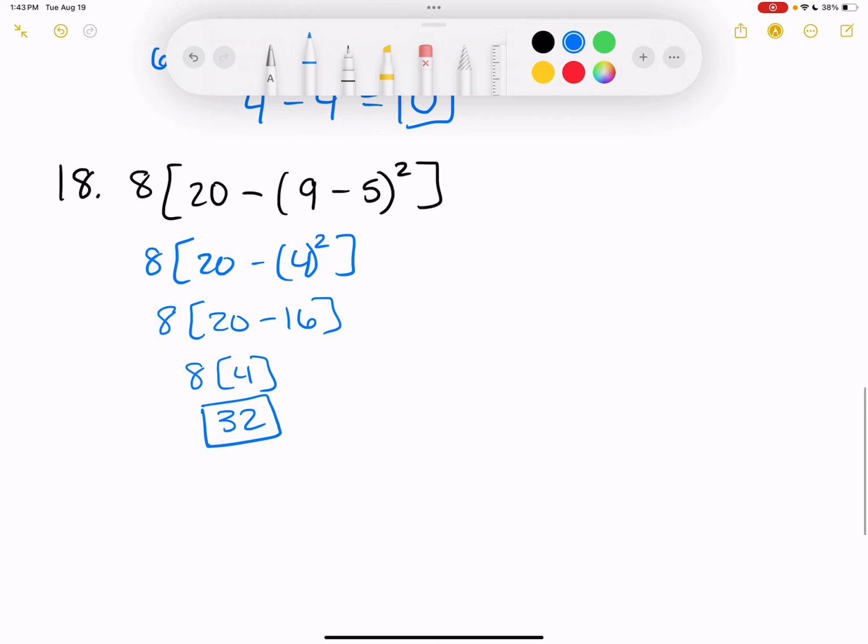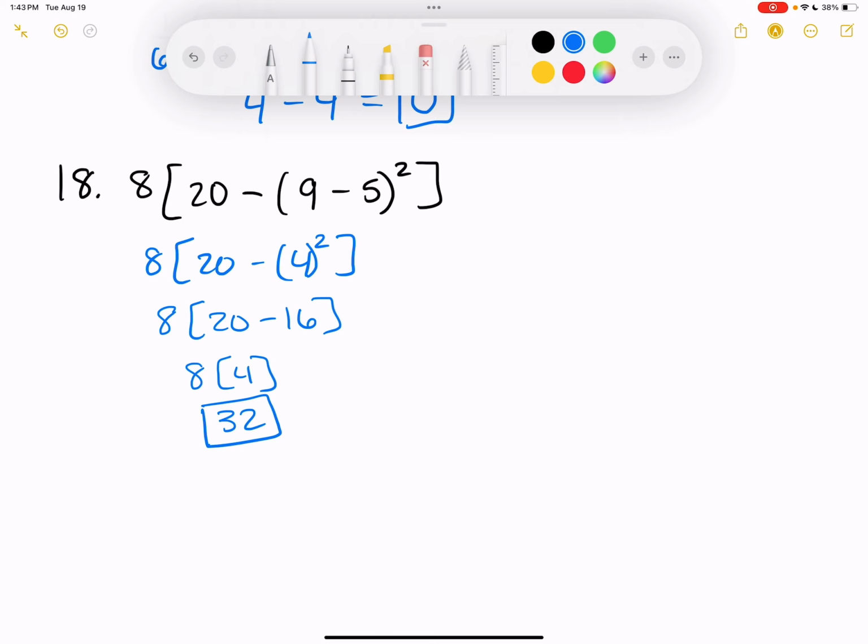Do you have an answer? What do we get? Does everybody agree with that? Awesome. Yep. So we did this up in parentheses first, then we squared it, and then finished off with what's in the bracket, and then ultimately multiplied. Good. Any questions on those ones?